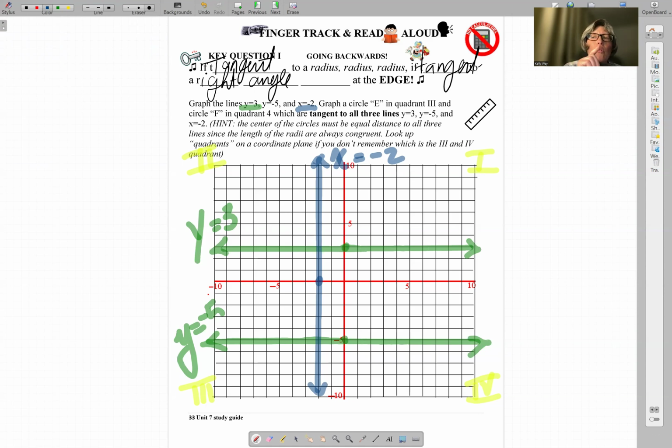Ask yourself, where does the center have to be? One of the centers is here, somewhere in quadrant 3. So you know the center is somewhere here of one circle. And the other one has to be somewhere in quadrant 4. So we know its center has to be somewhere over here. They must be equal circles, tangent to all 3 lines.